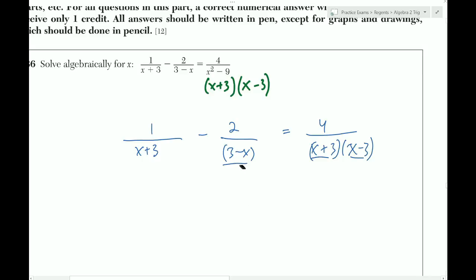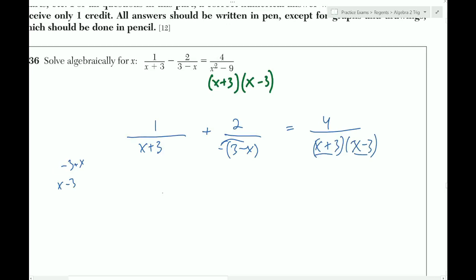So what we can do is absorb this negative sign into the denominator, right? Turning this into a plus, and we have a negative sign here, which then distributes in to make it -3 plus x, and then we can switch them around to make it x minus 3. So we get 1 over x plus 3 plus 2 over x minus 3 equals 4 over x plus 3, x minus 3.